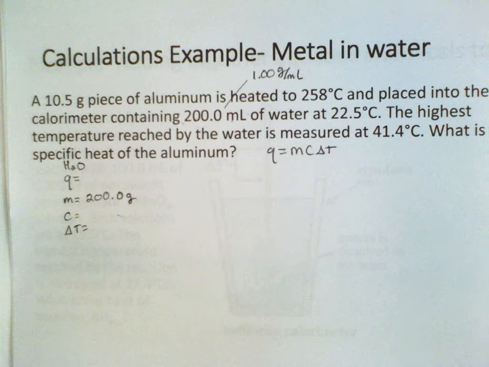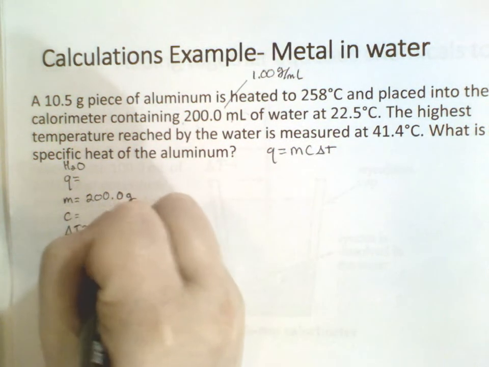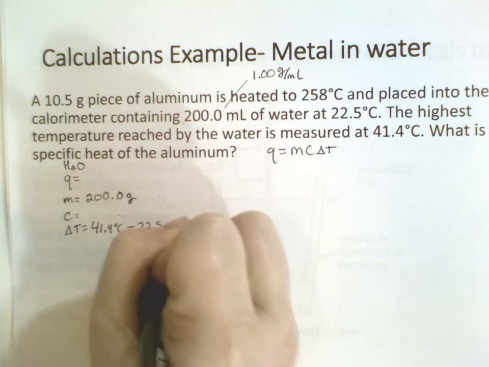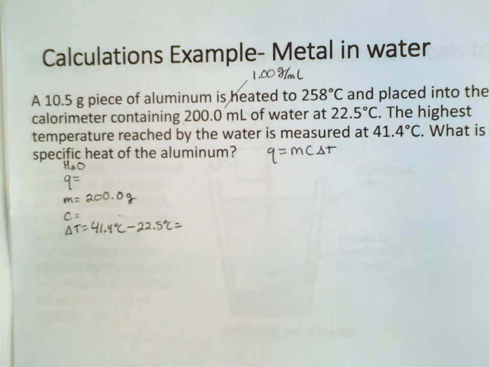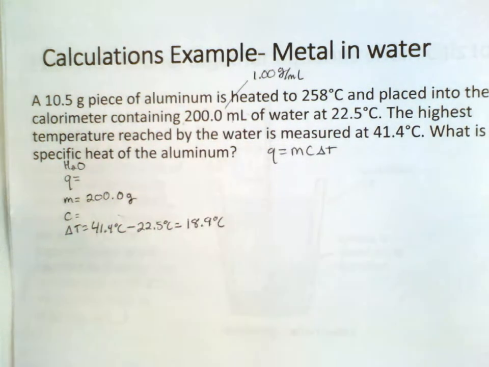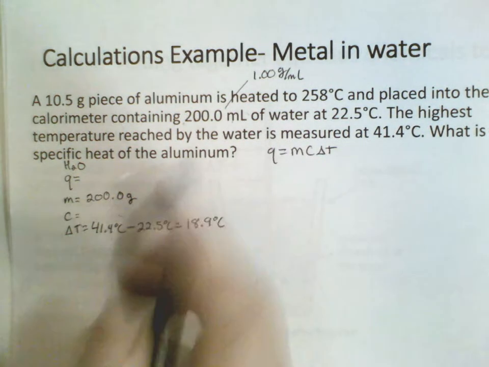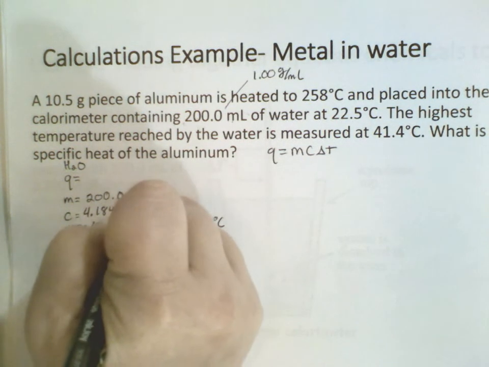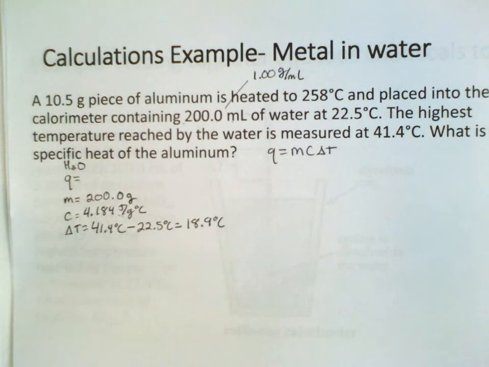And that water is starting at 22.5 degrees Celsius. The highest temperature reached is 41.4 degrees Celsius. So we can do our change in temperature, 41.4 minus 22.5. I calculated this earlier at 18.9 degrees Celsius, but you can always check it. It's a good idea too. The other value we have, as I mentioned before, that we're going to use a lot, is the specific heat of our water, 4.184 joules per gram degrees Celsius.